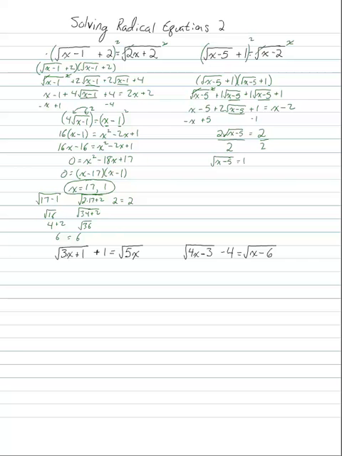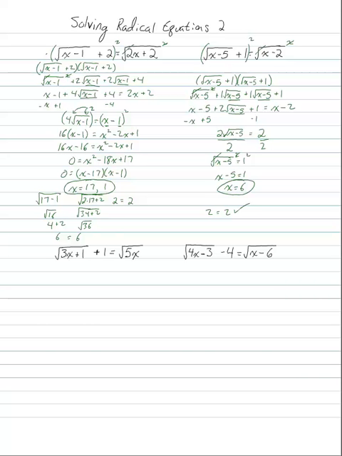Since it goes in evenly, you might as well divide. Solve from here. I'll square both sides. x minus 5 equals 1. So x equals 6. Again, I always want to check. So I sub in 6. 6 minus 5 is 1. Square root of 1 is 1. 1 plus 1 is 2. On the other side, I'll have 6 minus 2 is 4. Square root of 4 is 2. So it works. 6 is my answer.